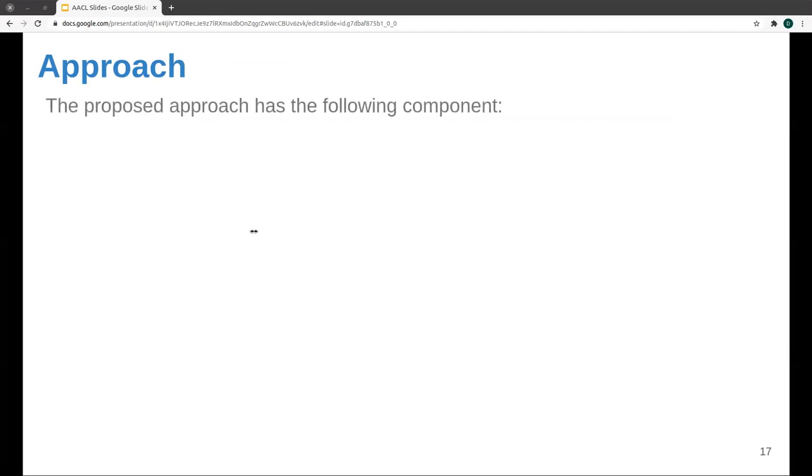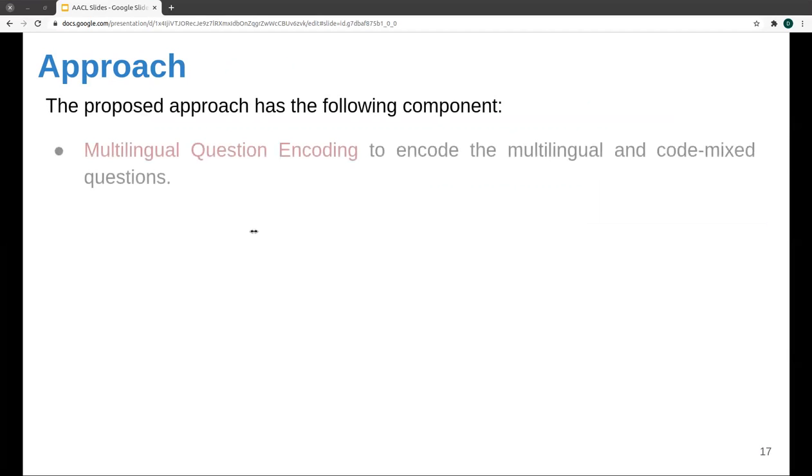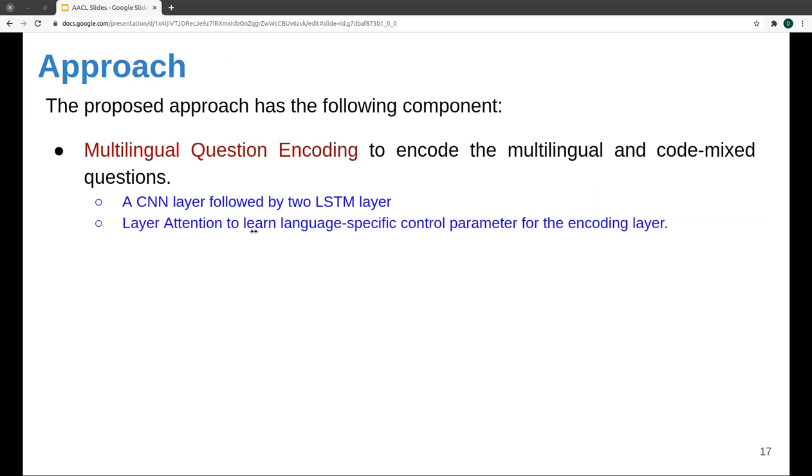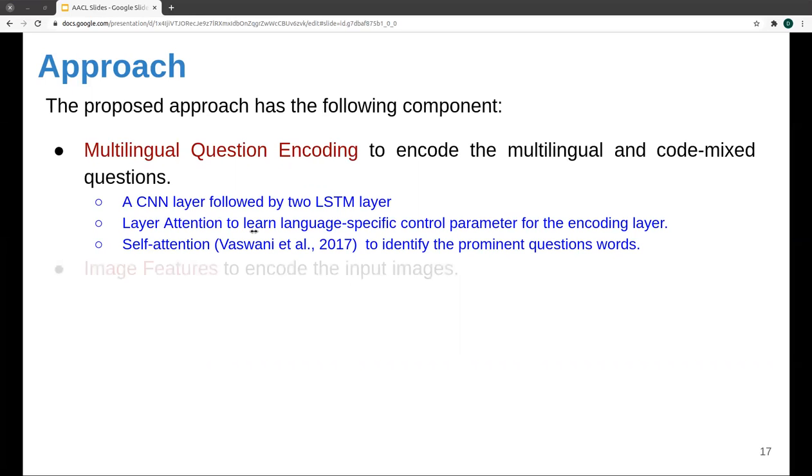Coming to the approach, our approach consists of, first, multilingual question encoding, which is a language agnostic question encoder. We build a hierarchical encoder with a CNN and two LSTM layers in order to process and encode the question with particular treatment for different languages. We introduce layer attention. The layer attention provides a facility to control the behavior of the encoding layers while processing the question from different languages. I mean to say English, Hindi, and code mix.